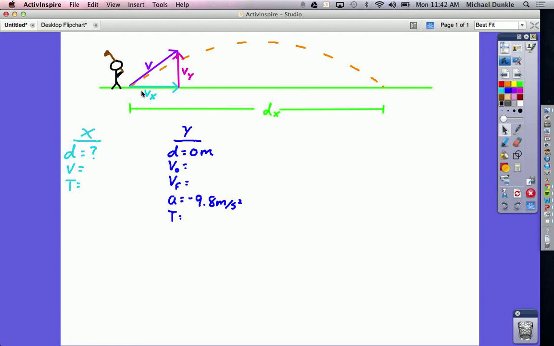The velocity in the x direction here, velocity in the y direction there. We need to find those components. I've written down what I know in the x direction and what I know in the y direction. We know that the distance in the y direction is 0 because it starts at the ground, goes up, and lands on the ground. So the total y displacement is 0. The acceleration is always negative 9.8. And the distance in the x direction is our question mark, and we're going to find the time in order to find that distance. So the first thing we need to do is find the velocity in the x and y directions.